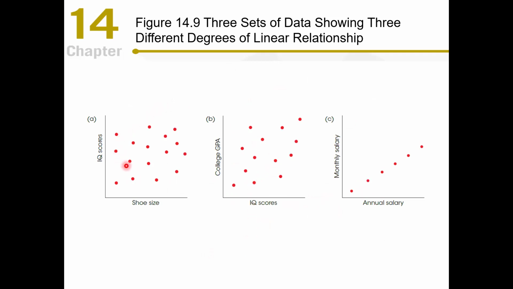So again, here are just degrees of relationship, 3 different degrees of linear relationship. You have your IQ scores and your shoe size. This has pretty much no relationship whatsoever. You can't predict your IQ score using your shoe size. You can, however, predict your high school GPA based on your IQ score, right? So IQ scores are pretty predictive. It doesn't give you everything, but it does give you a little more information. So you might be able to predict your college GPA based on your IQ scores.